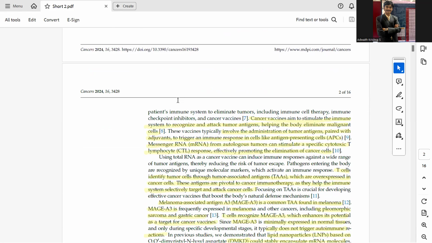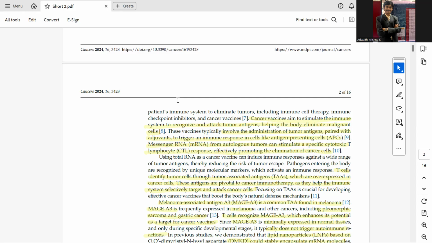How they work is, first of all, we have to extract the RNA from the patient's tumor tissue. This RNA contains genetic information about proteins produced by tumor cells. After that, the extracted RNA is administered to the patient. The modality of this administration, we will come to later in the presentation. Immune system activation occurs once this is done.